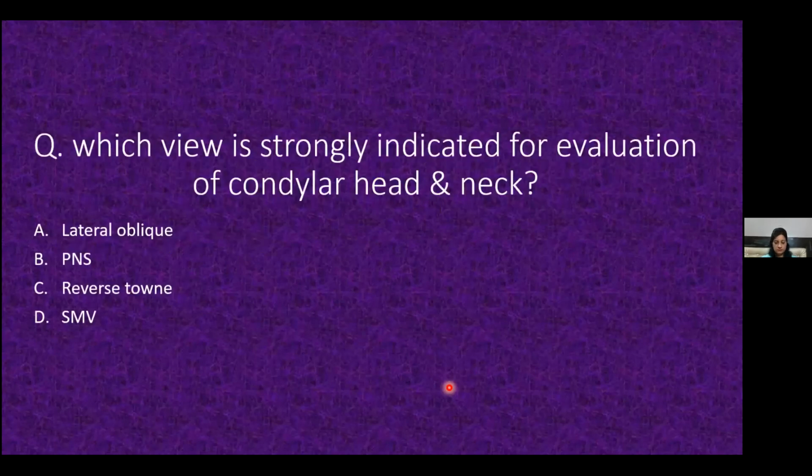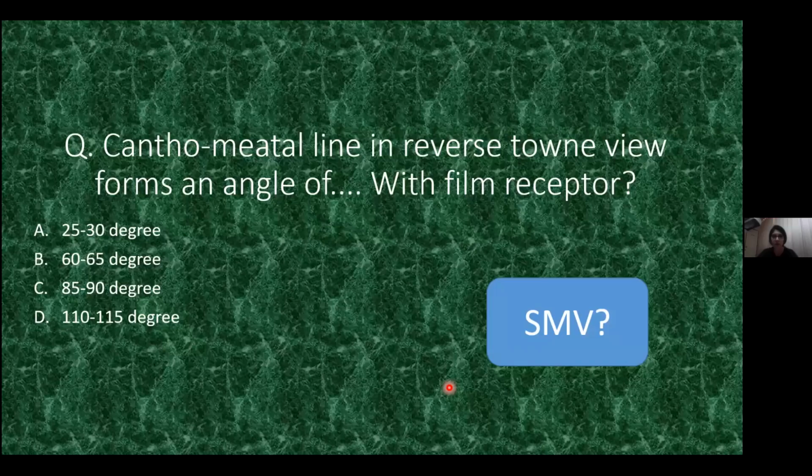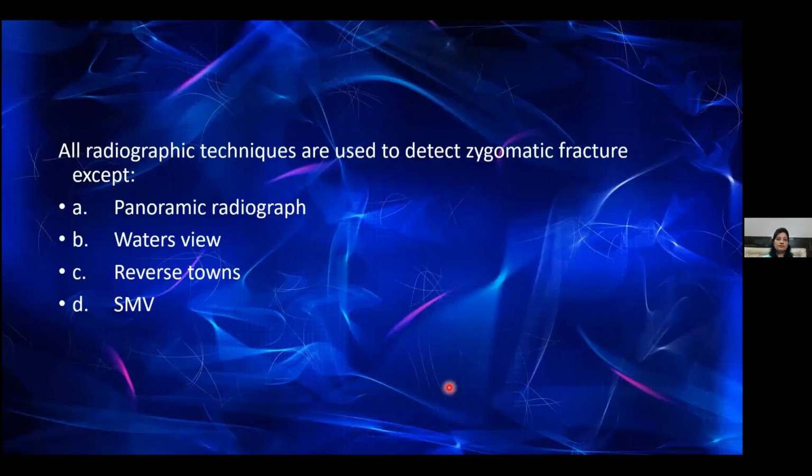Condylar head and neck. Reverse Towne's. Reverse Towne's, what is the angulation for canthomeatal line and image receptor? 25 to 30. 30 degrees. The angulation in submental vertex. 37. 37. 37 was in Waters view. 10 degrees. Zygomatic fractures, except, this is a neat question.